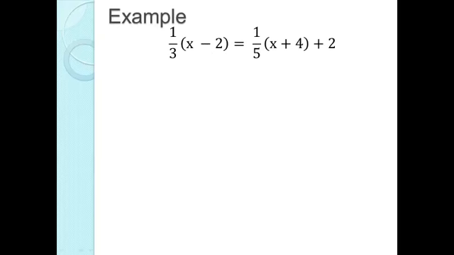First, let's determine a common denominator. A number that both 3 and 5 will go into is 15. So we will multiply everything in our equation by our common denominator of 15.